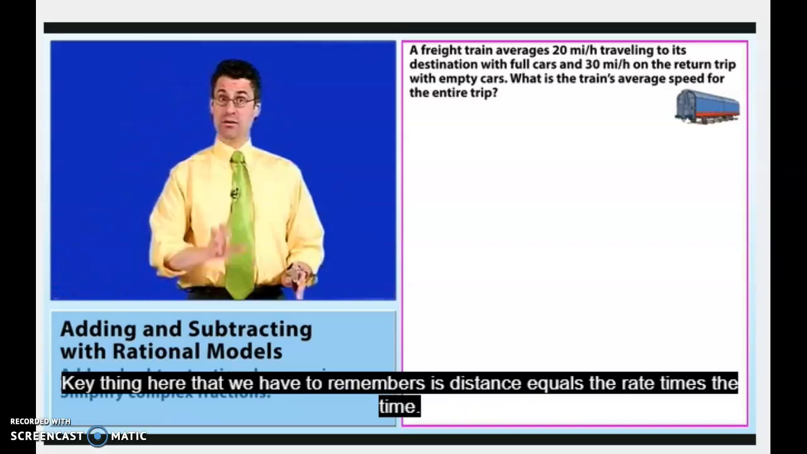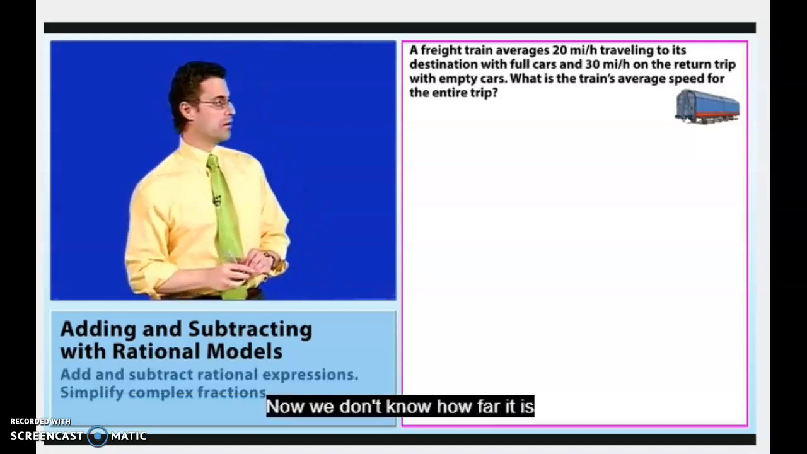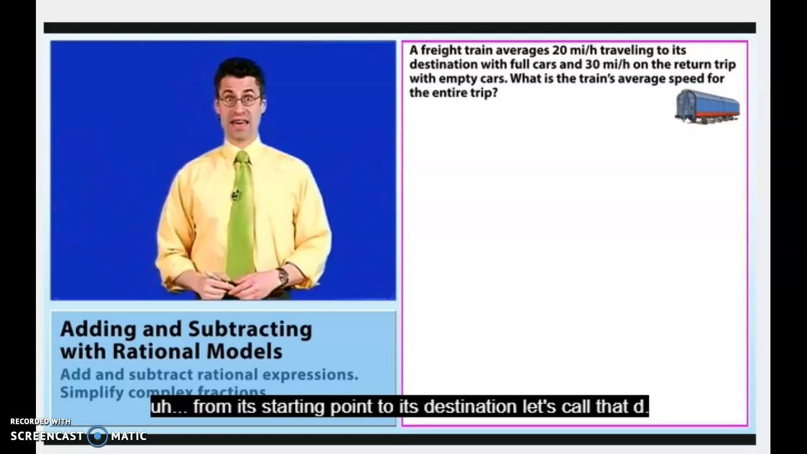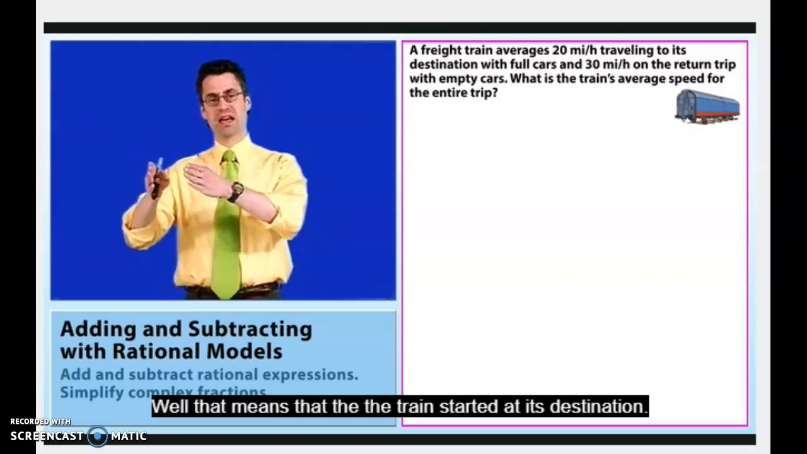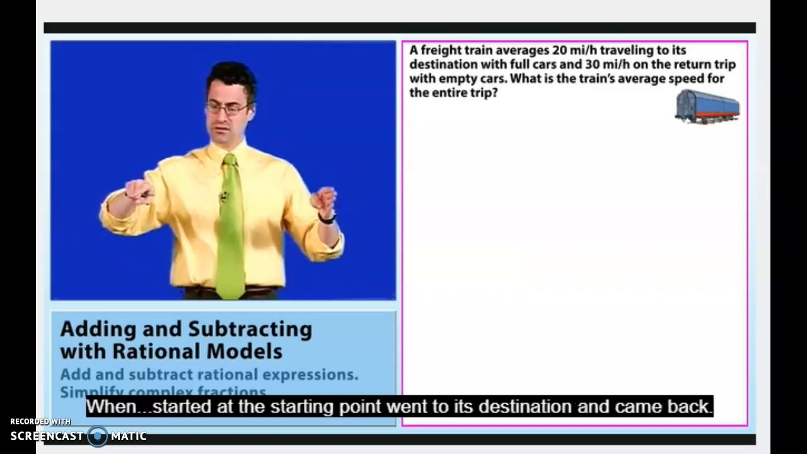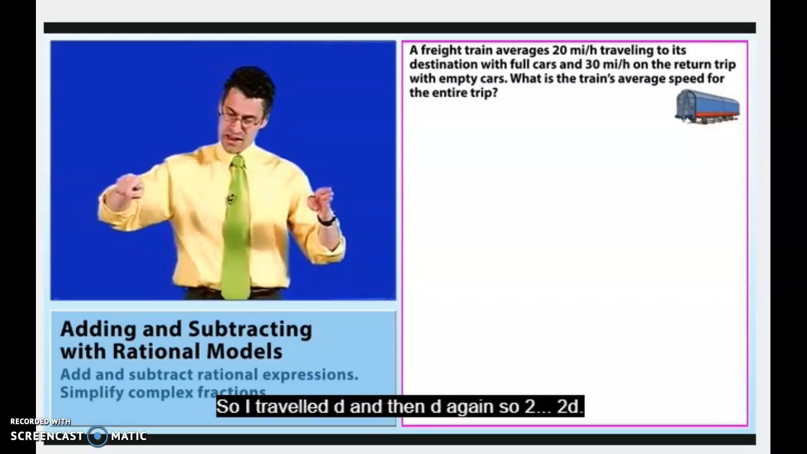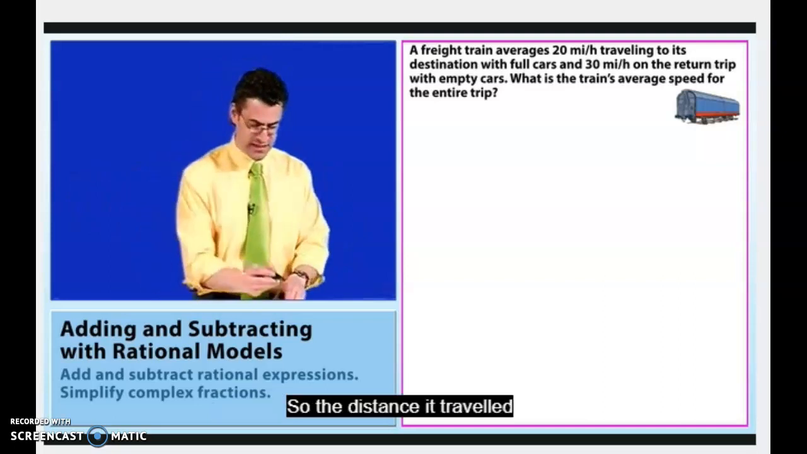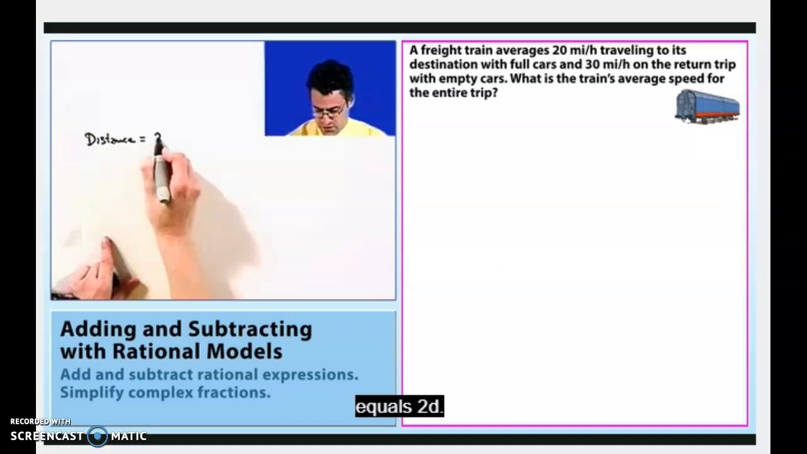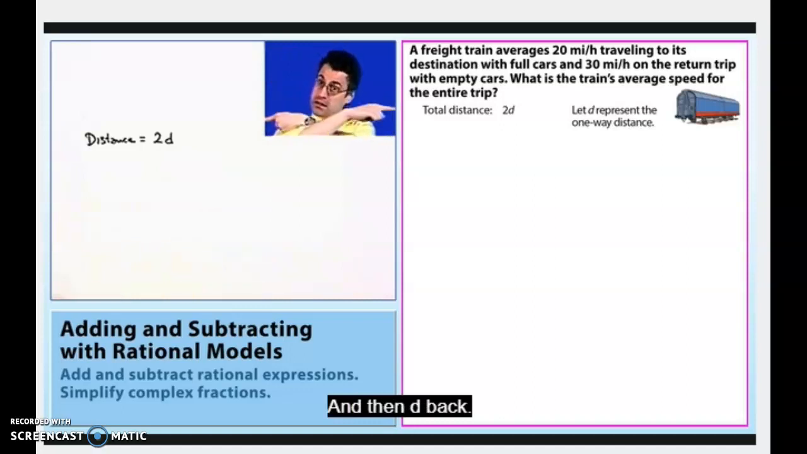Great. So here what we have to remember is distance equals the rate times the time. Now we don't know how far it is from its starting point to its destination. Let's call that d. Well, that means that the train started at its starting point, went to its destination, and then came back. So it traveled d, and then d again, so 2d. So the distance it traveled equals 2d. D this way, and then d back.